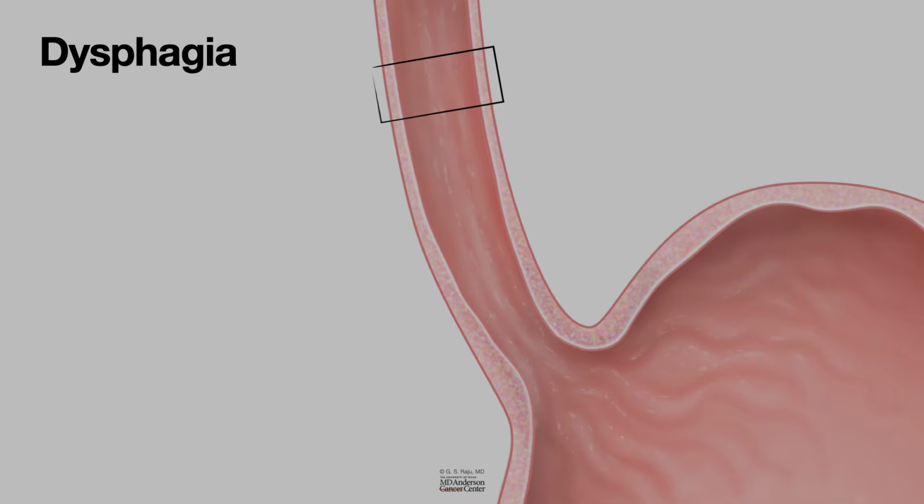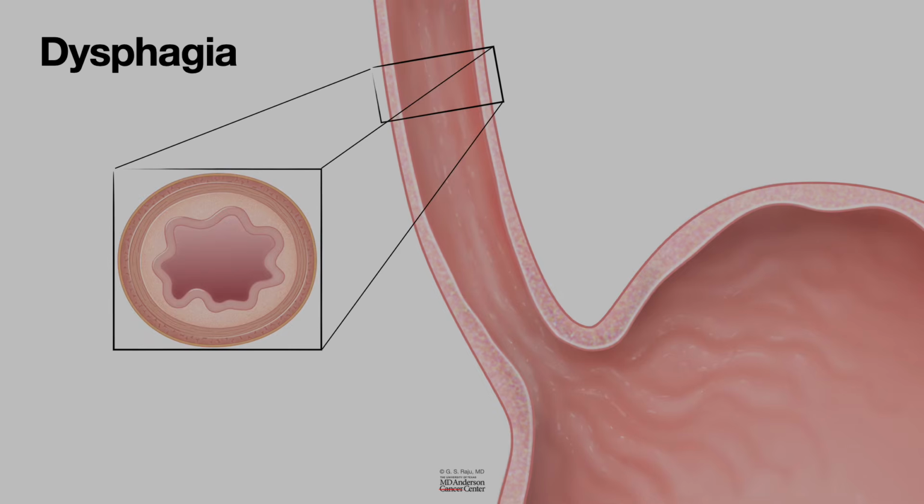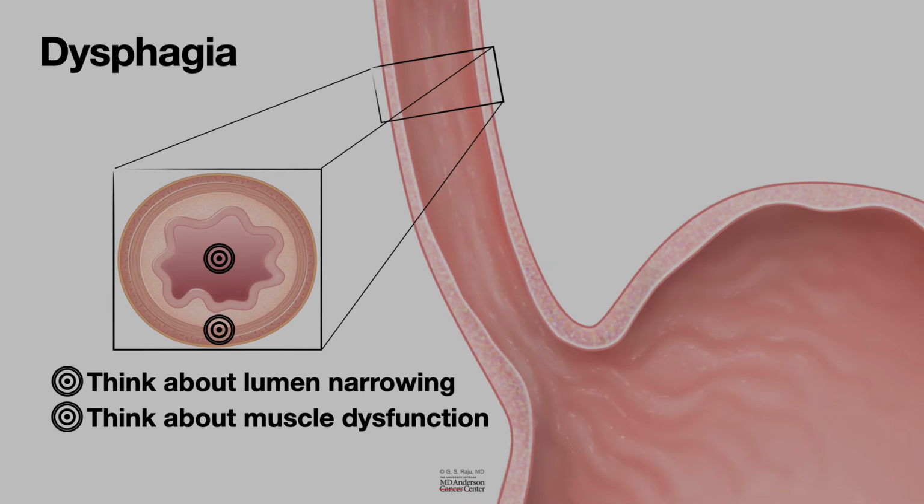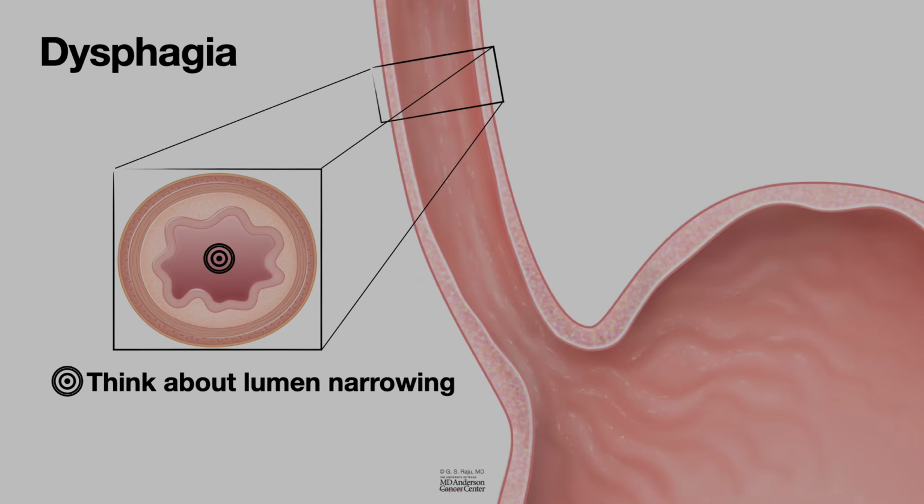Whenever somebody has difficulty swallowing, you think about, is there a problem with the lumen narrowing, or is there a problem with the muscle dysfunction? No peristalsis or inadequate relaxation of the lower esophageal sphincter. So achalasia, muscle doesn't work. Okay. So let's talk about problems with the lumen narrowing.